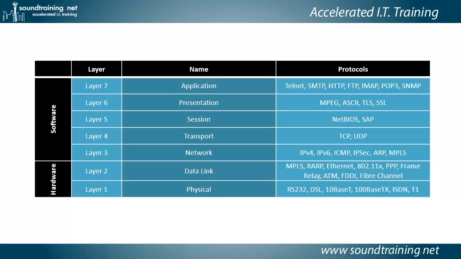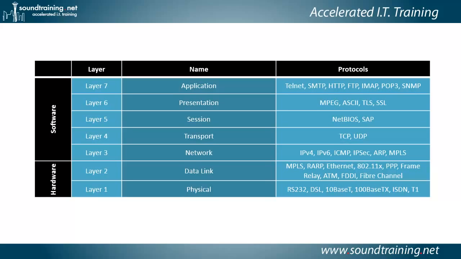NetBIOS and SAP operate at layer 5. TCP and UDP are found at layer 4. IPv4, IPv6, ICMP for things like ping, IPsec, ARP, address resolution protocol, and MPLS, multiprotocol label switching, operate at layer 3. Now, MPLS is a little tricky because it really lives in between layers 2 and 3, so that's why I listed it in both layer 2 and 3. At layer 2, then, was mentioned MPLS.